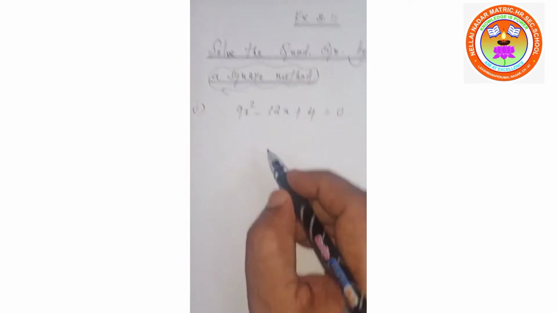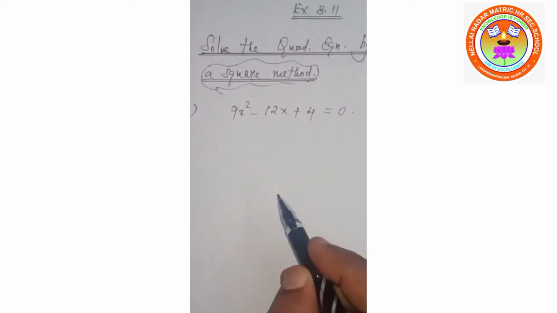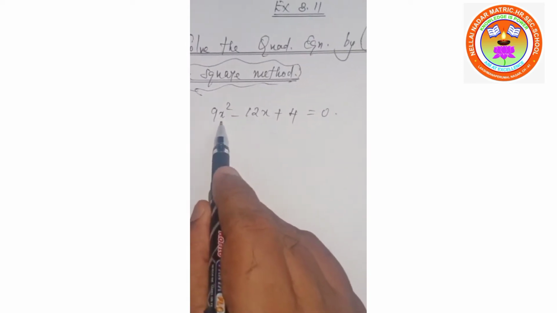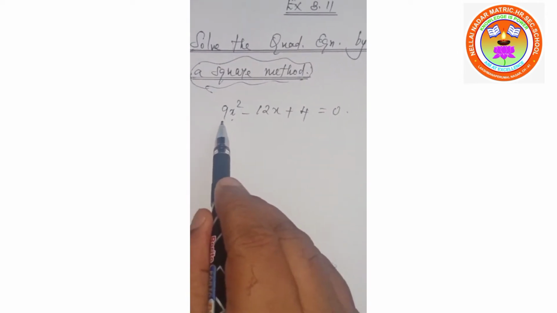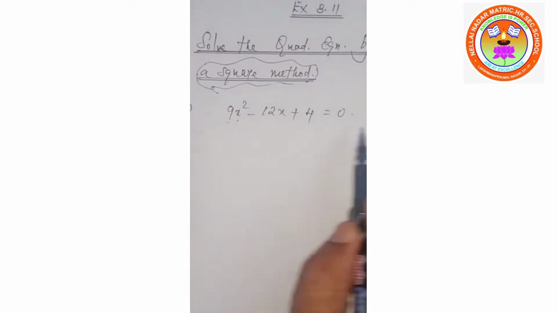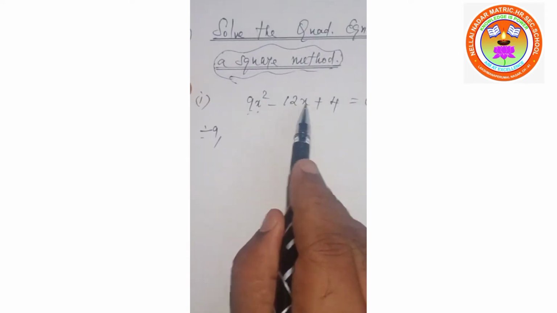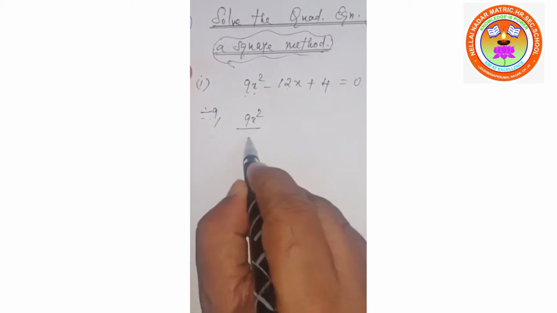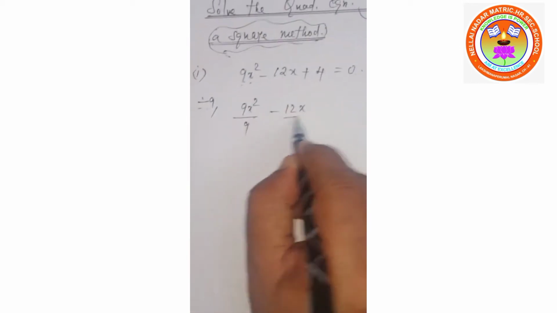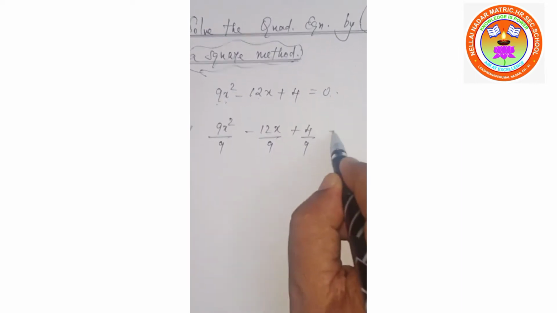In this method, the first condition is that the coefficient of x squared should be 1 only. But what is there? 9. The 9 has to be eliminated, so divide by 9. Each and every term should be divided by 9. That is 9x squared by 9, minus 12x by 9, plus 4 by 9 equals 0 by 9. That's the first step.